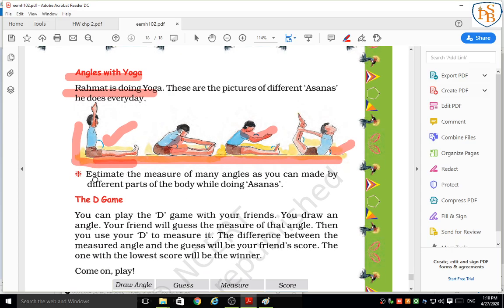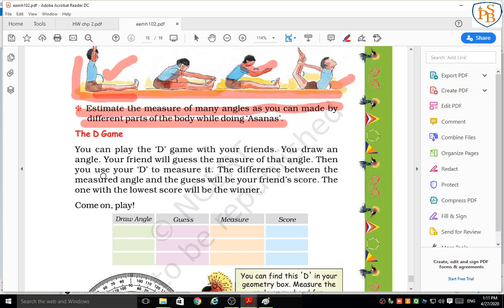So now estimate the measure of as many angles as you can make with the different parts of your body while doing asanas. So you just have to estimate. Estimate means what? You have to just imagine and write down your estimated answer, the measure of the angles of your body parts while you are doing the asanas.